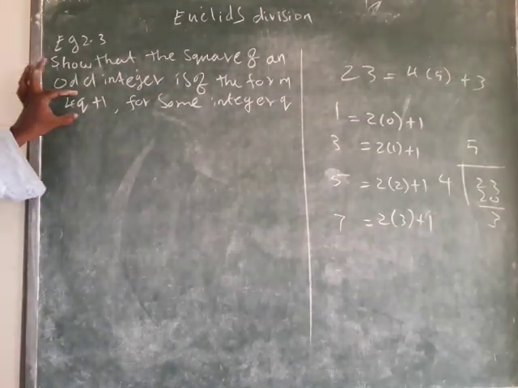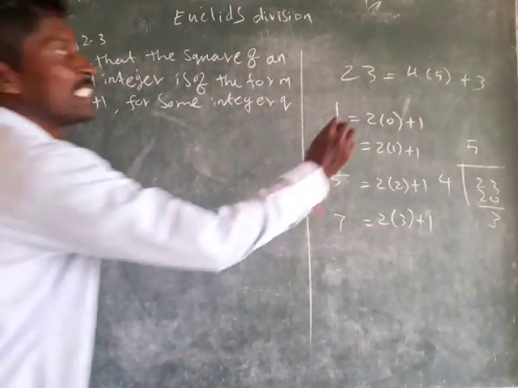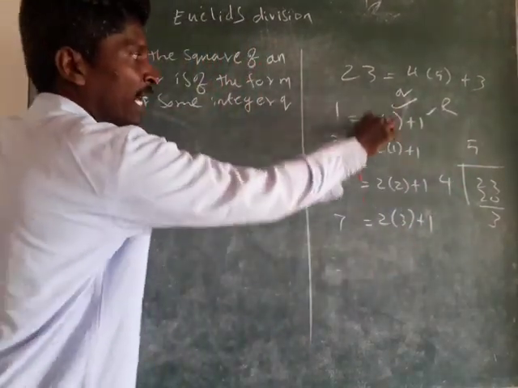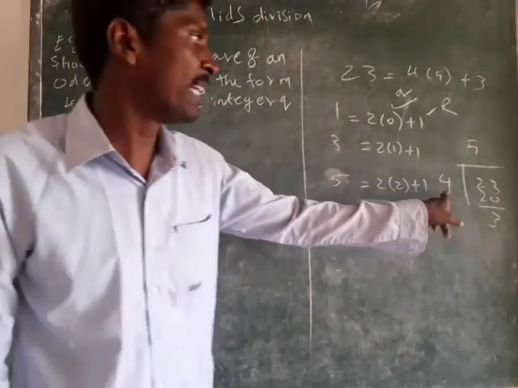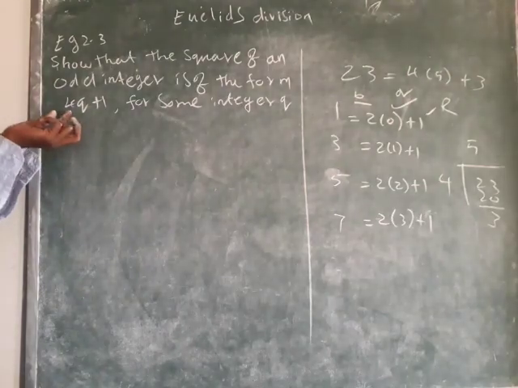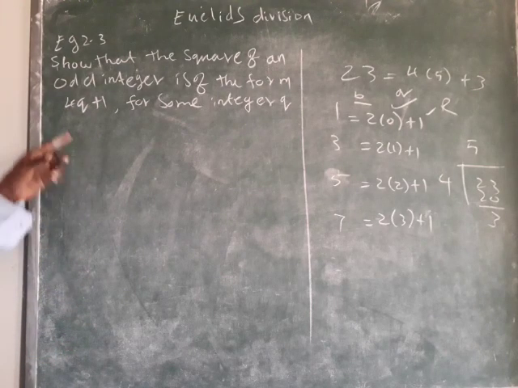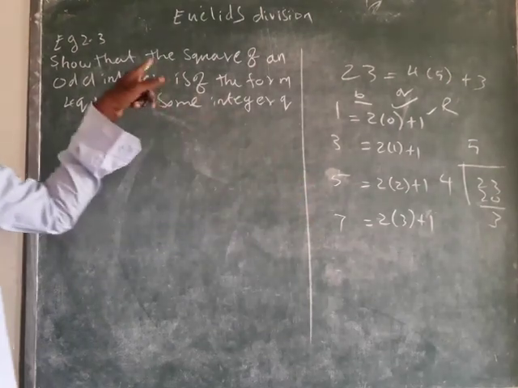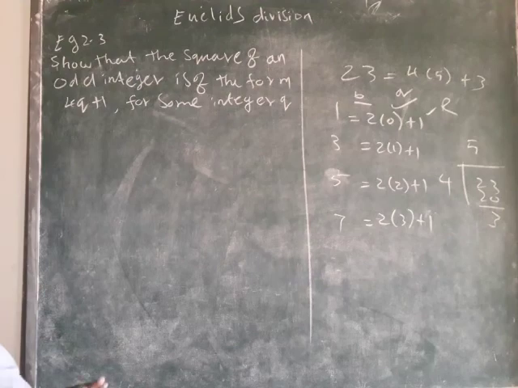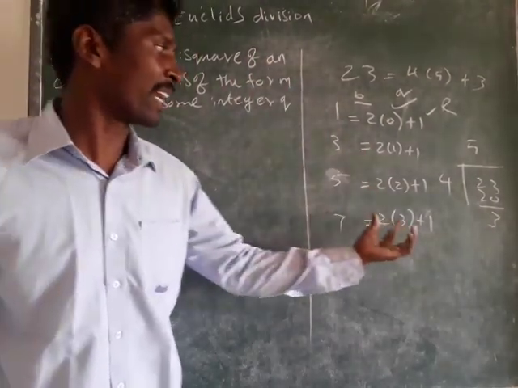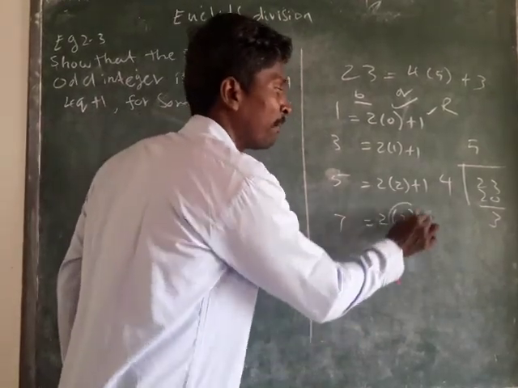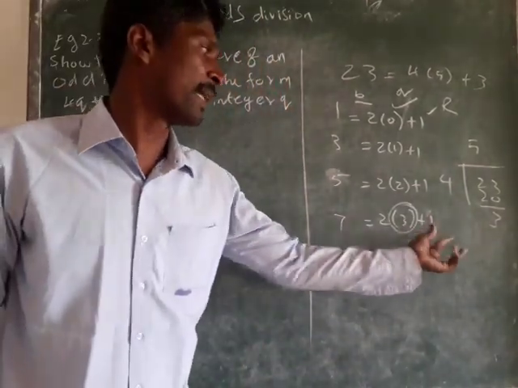Here we are writing the form 4 into q plus 1. So this is the quotient, this is the remainder, this is the dividend, and this is the divisor. But here they asked to keep the divisor as only 4. At the same time, I take only the odd number, but here they asked to take the square of the odd integer. Any one odd number you can write in the form of 2 into some integer plus 1.